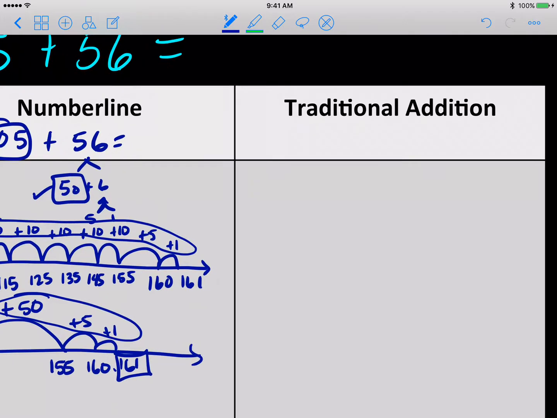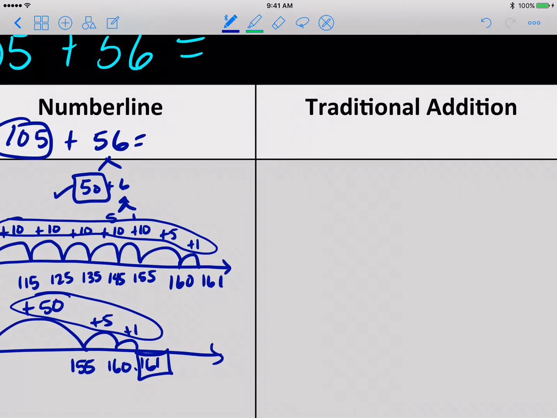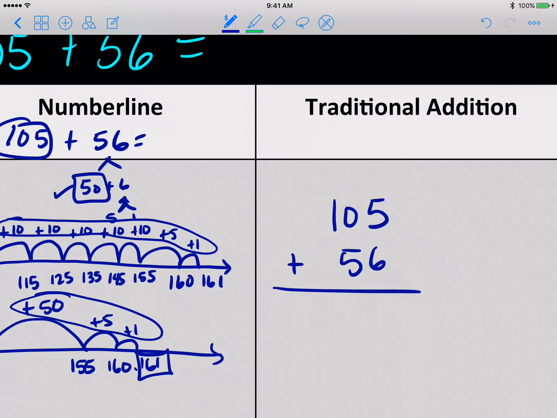The traditional way, 105 plus 56, we're just going to stack them up. Start in our ones place, 5 plus 6 is 11. Going to regroup. 1 plus 0 is 1, plus 5 is 6. And then 1 plus 0 is 1.